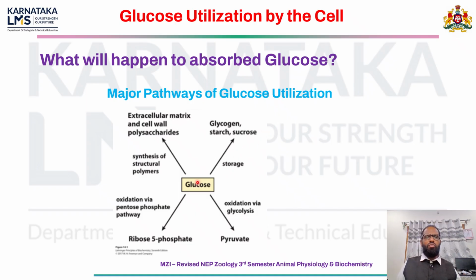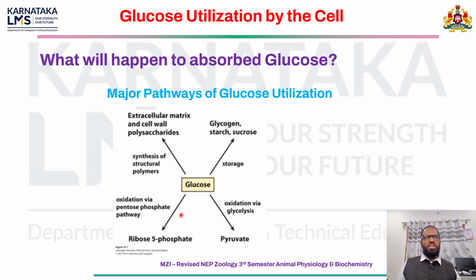The third way of utilization of glucose is the synthesis of ribose 5-phosphate. This particular pathway is called the pentose phosphate pathway, the PPP, and it is also a very important pathway, because it is responsible for the synthesis of 5-carbon sugars, and it is also responsible for the synthesis of NADPH, which is going to be utilized in anabolic activity.